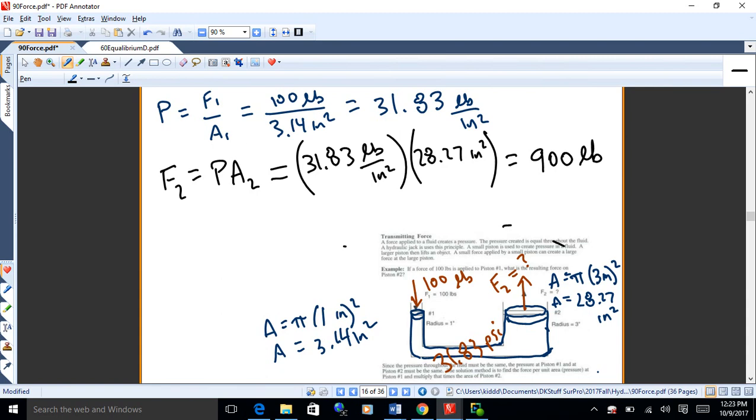What do you lose? Distance. Yeah, distance is the price you pay to get more force.